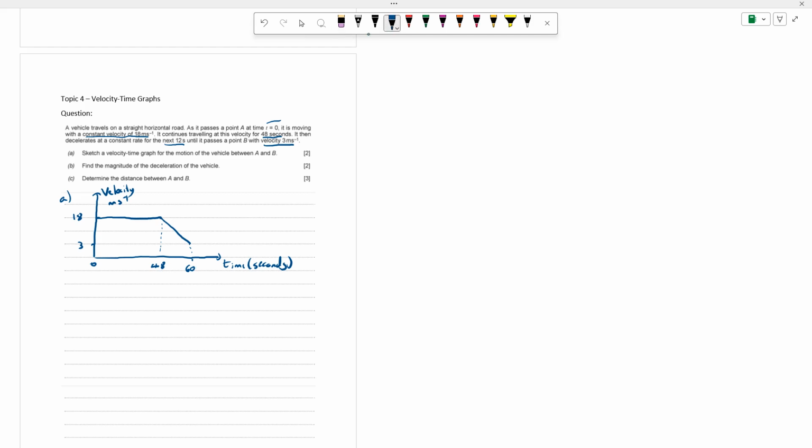Right, part B. Find the magnitude of the deceleration. That should be the gradient of this line here. Your deceleration or acceleration is your gradient. Since it's talking about deceleration, I don't need to include a negative. It should be my change in y over my change in x. My change in y is 18 minus 3, and my change in x is 12, because they told me it was 12. That gives me 1.25 meters per second squared.